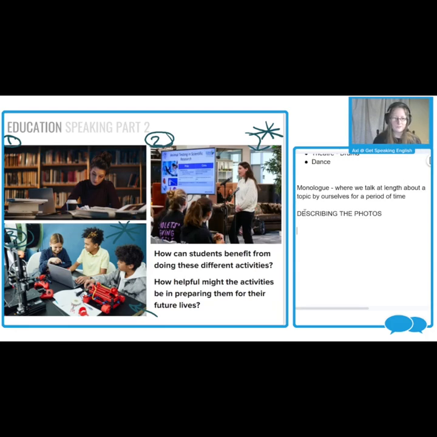So, for example, we have the presentation. Obviously, it looks like we have maybe a young student, a young woman. Looks like she's giving a presentation. There looks like there's a crowd of people, right? And those people also look like they're maybe young, right? Maybe they're students.